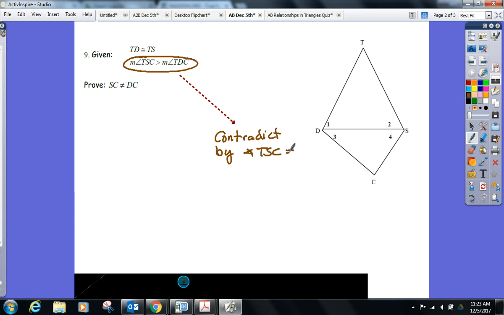And I'll leave that part up to you guys, getting them equal. Okay, I'll leave that up to you. All right, so I just didn't want you to skip over that one. I wanted you to know how to contradict that given.